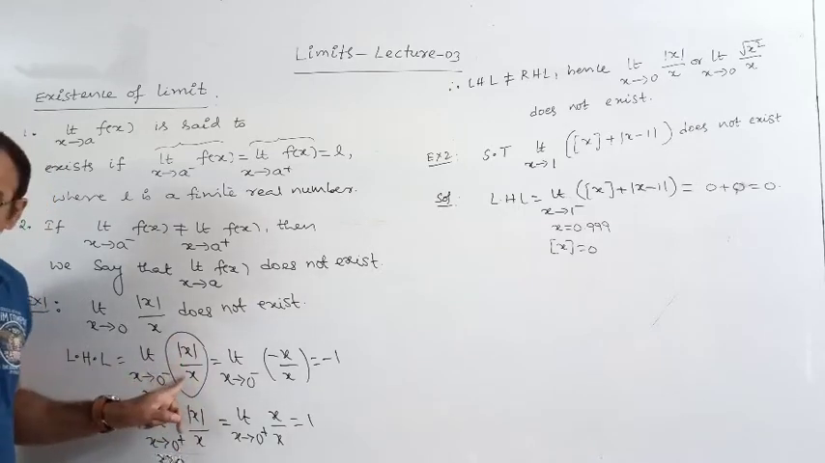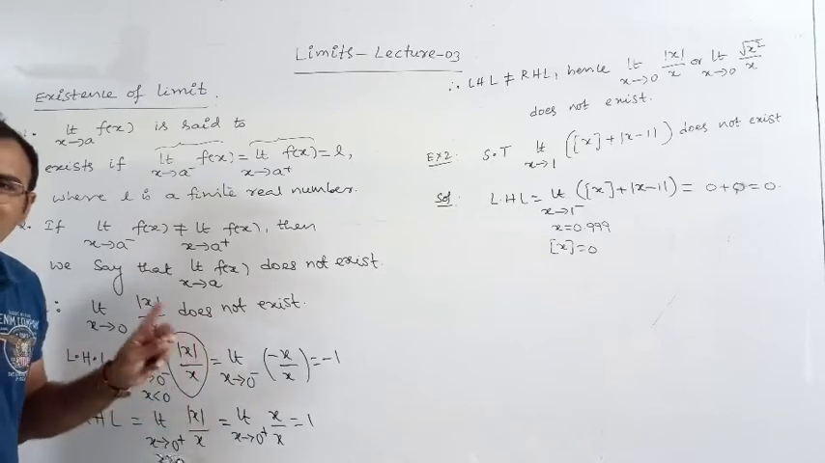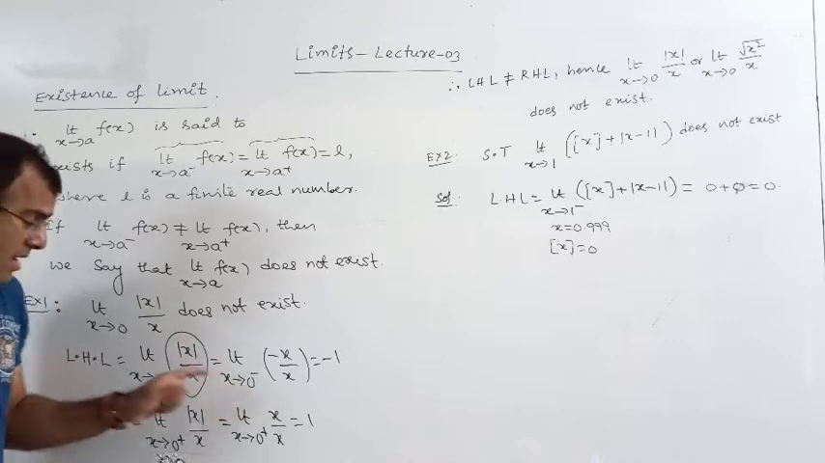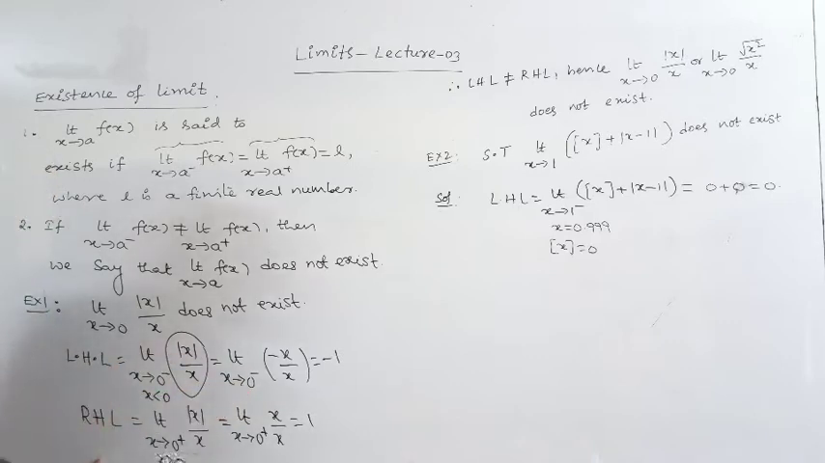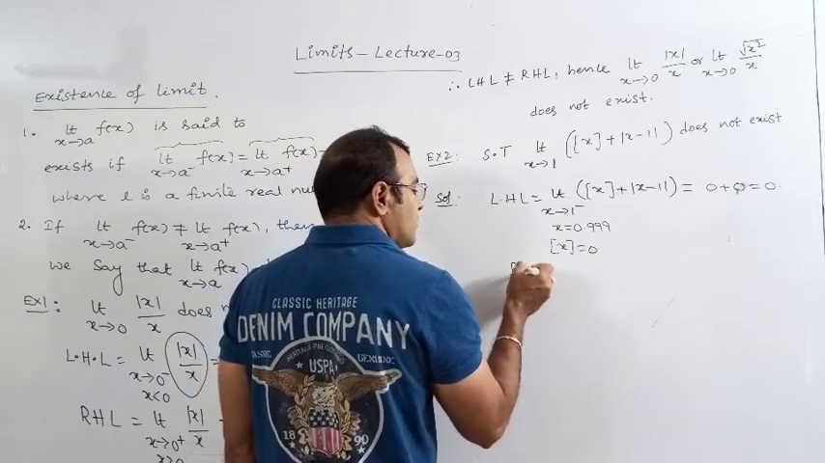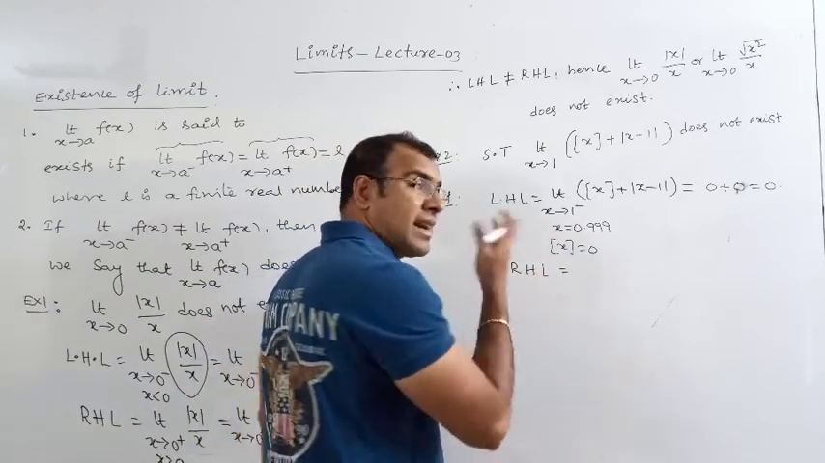When x is negative, the entire thing is negative. So we are getting a positive value and a negative value. That's why I have taken the left hand limit and the right hand limit. And what is the right hand limit now? I think you can write directly.